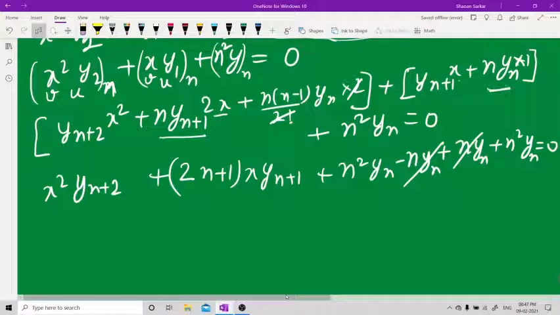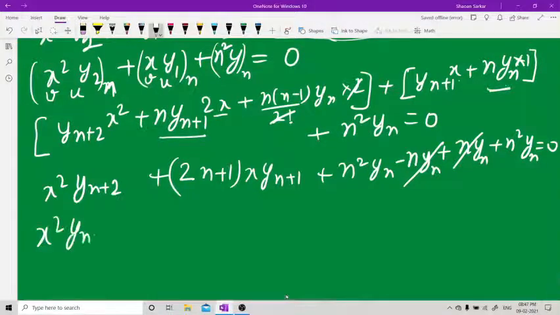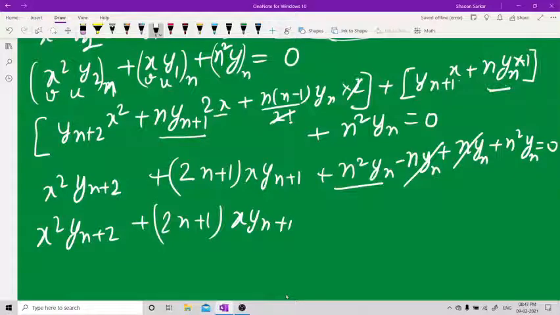This only is there. So x square yn plus 2 plus 2n plus 1 x yn plus 1. Now this and this add up to give you 2n square yn, and this is 0. Now this part has been made clear. Let us understand a very good question here in this manner. And now I hope you've understood how to deal with these types of problems.